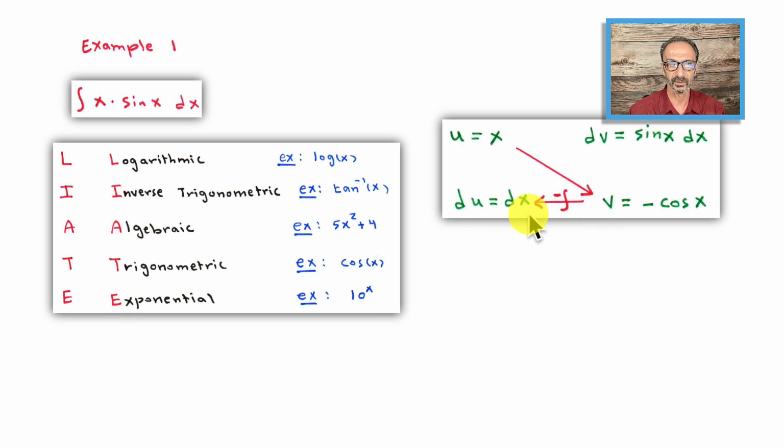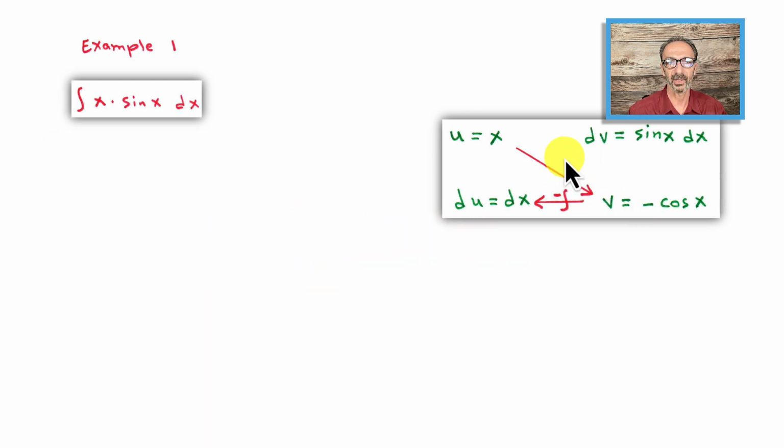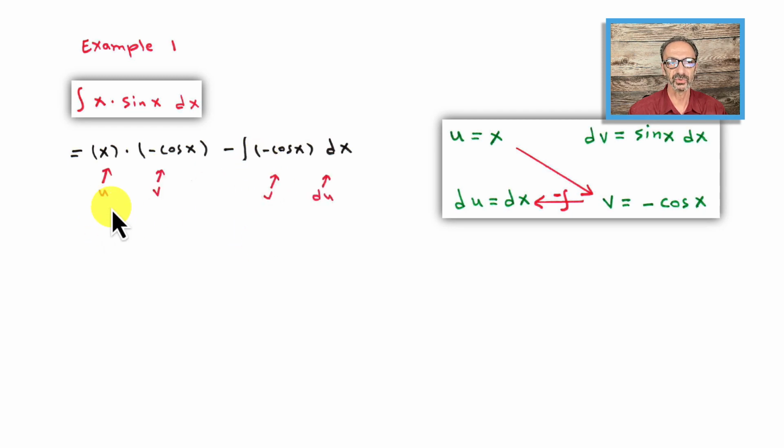Applying this format, easier to remember, the integration of dv will give you v, and the derivative of u will give you du. Derivative of x will be dx, 1 dx, in other words. The integration of dv, which is the integration of sine, will give you minus cosine. Let's take this off and apply this right here. So we have x times minus cosine x, and we go back this way, minus the integration of minus cosine x times dx. As you could see, that's u times v minus integration of v du.